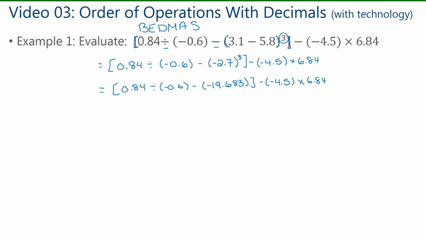Now, between a division and subtraction, we will work on the division. 0.84 divided by negative 0.6. I know it's going to be negative, since a positive divided by a negative is a negative. So I get a negative 1.4.